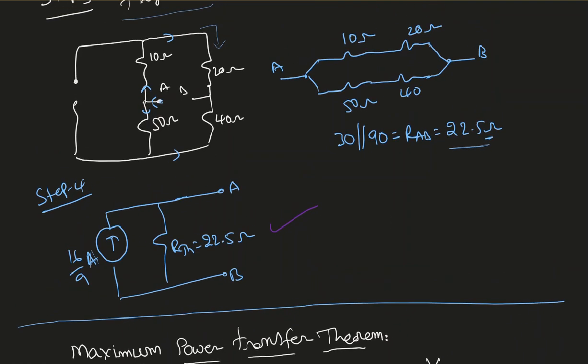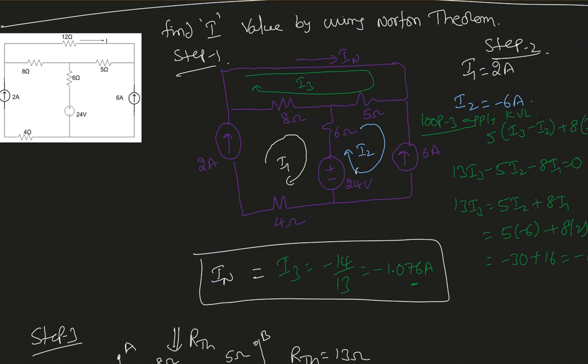I'm going to solve another example here. Here is the next example. Find the current passing through the 12 ohm resistor by using Norton theorem. So we want to find this current I in the 12 ohm resistor by using Norton theorem.